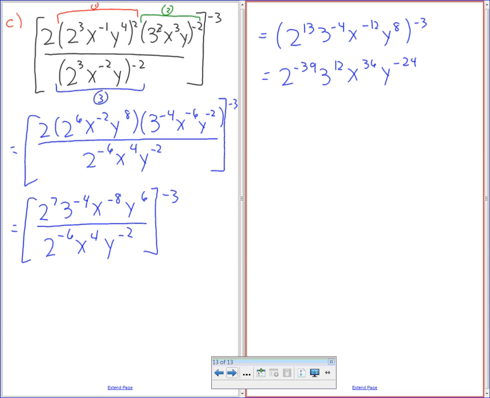Could somebody earn the last mark, please? Grace, can you be brave, please? Good. So what does it change into? You just divide by the negative, both the negatives. So 3 to the 12, x to the 36, 2 to the 39, and y to the 24.